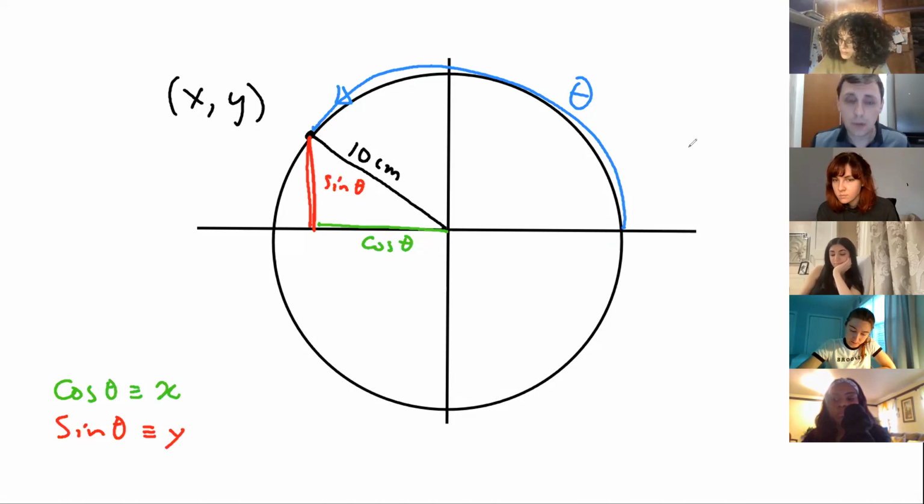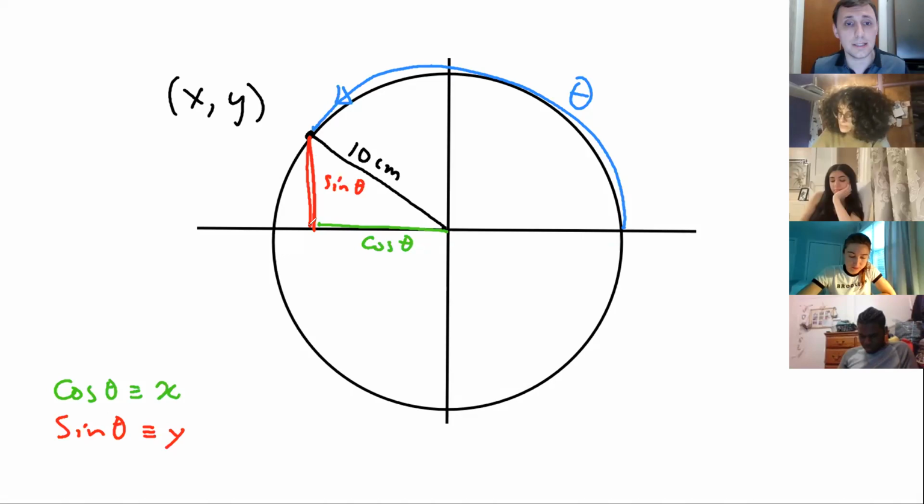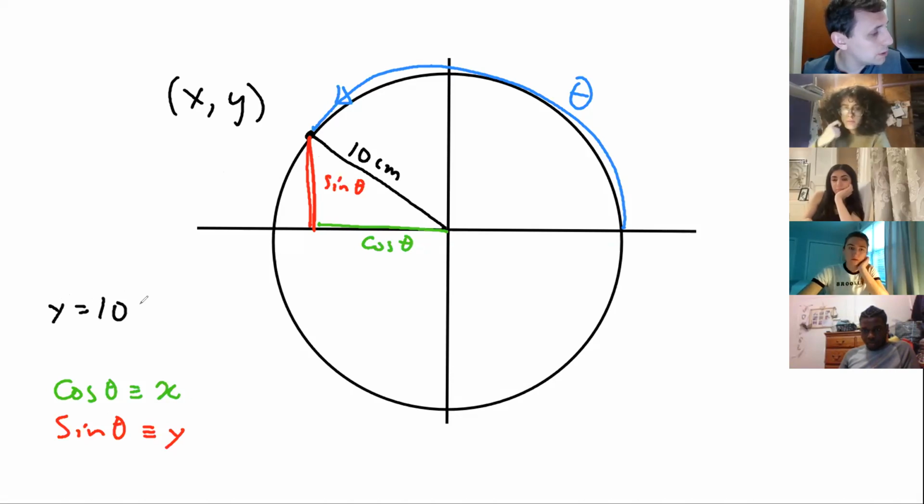But if I measure in centimeters, that's not quite adequate. In centimeters, the red line segment is not sine. That's why I use triple bars. Here, the actual formula would be y equal to 10 sine theta and x equal to 10 cosine theta.